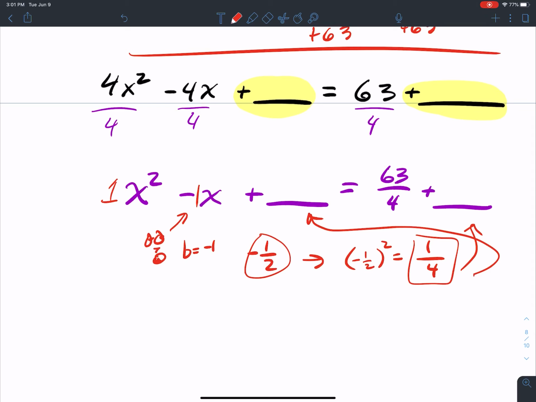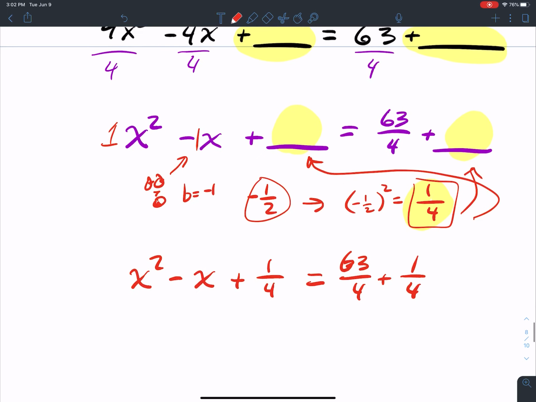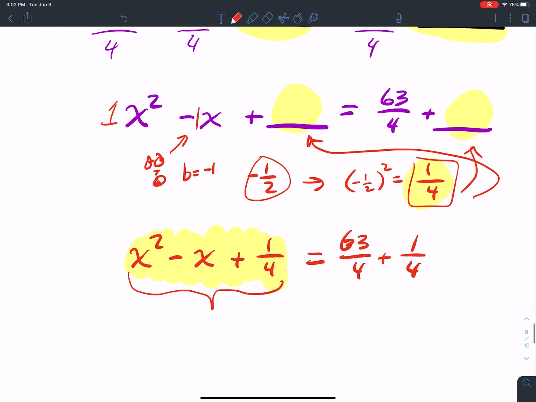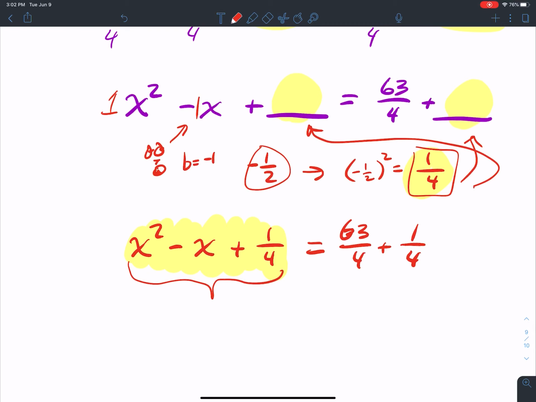Okay? And so what do I have? I have x squared minus x and then plus 1/4. Remember the 1/4 right there and right there, right? Equals 63 over 4 plus 1/4. Okay? Now, this side right here might be a little challenging to factor. But one trick that I want to help you out with is this. Without even doing anything, I know right off the bat that this factors to x minus 1/2 squared.